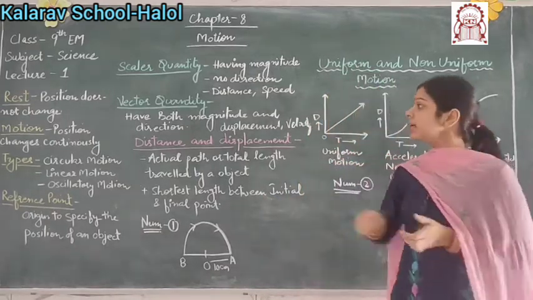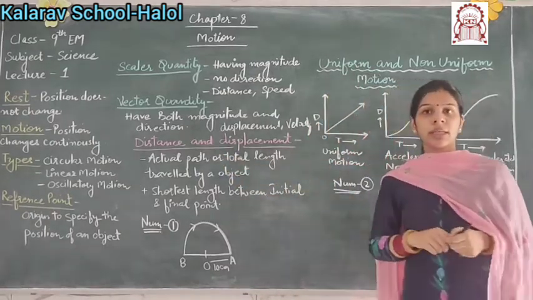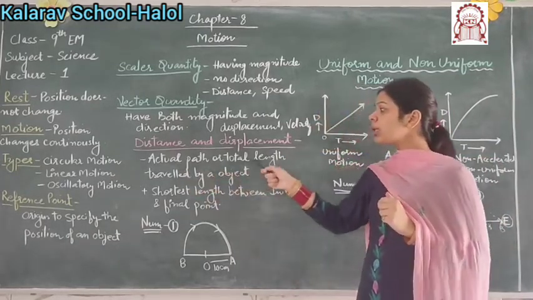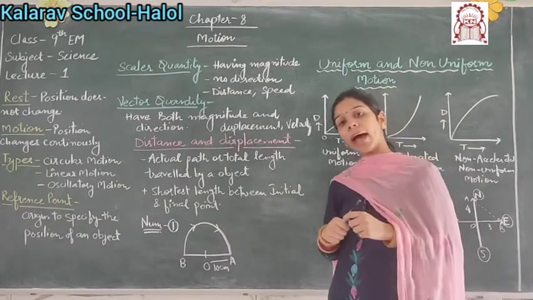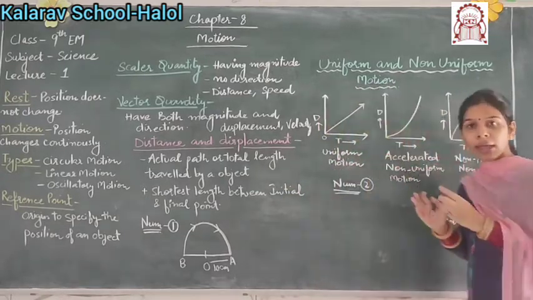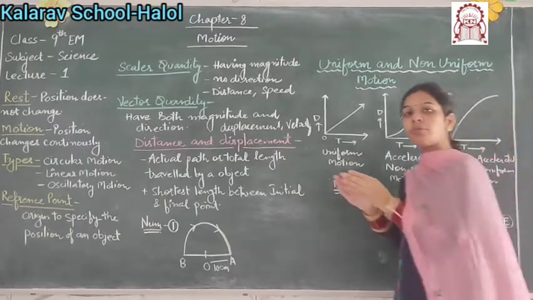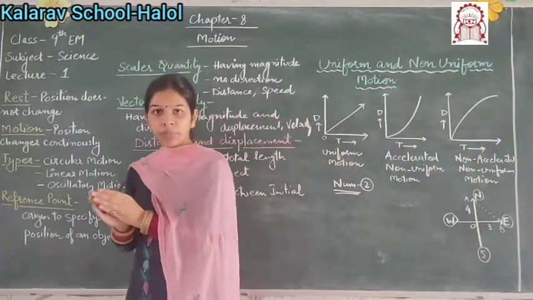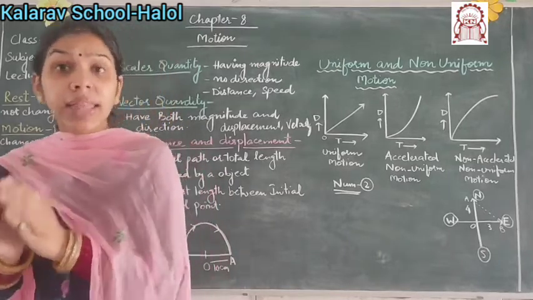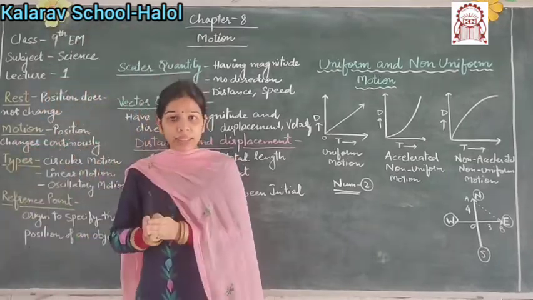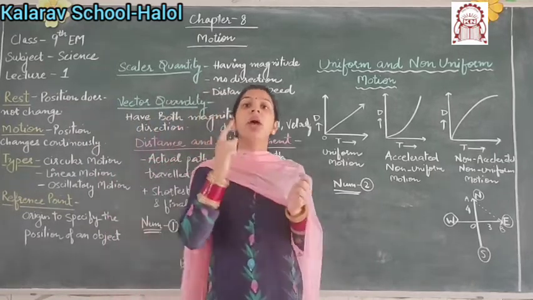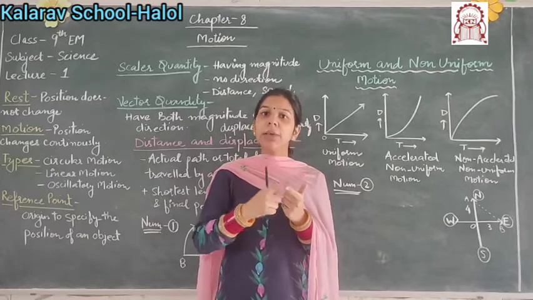So next is distance and displacement. Distance is the actual path or total length traveled by an object. What does it mean? If I move 4 kilometers to here, then I go 3 kilometers further, then I go back 3 kilometers. So the total distance covered by me is 4 plus 3 plus 3.